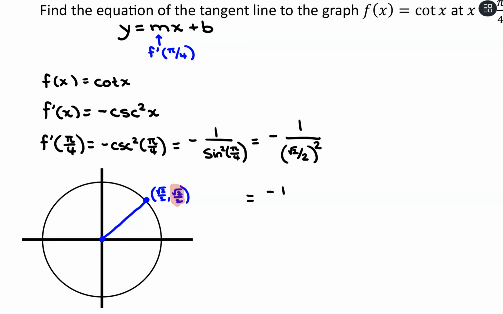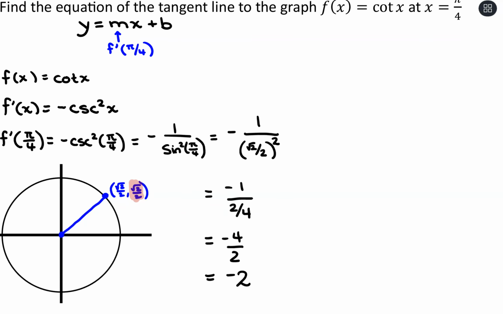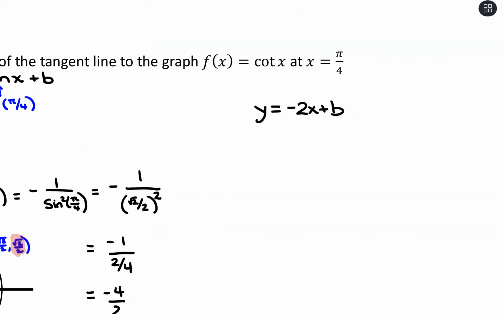Which is equal to negative 1 over 2/4, which is equal to negative 4 over 2. So we're getting a negative 2 out. So that's our slope of the tangent line. So we're not done yet, but we found we have y equals negative 2x plus b. And what we need is a coordinate to plug in. So we have an x coordinate of pi over 4.